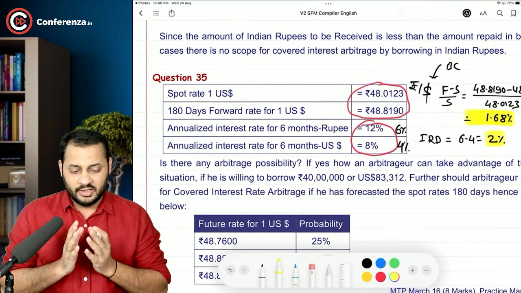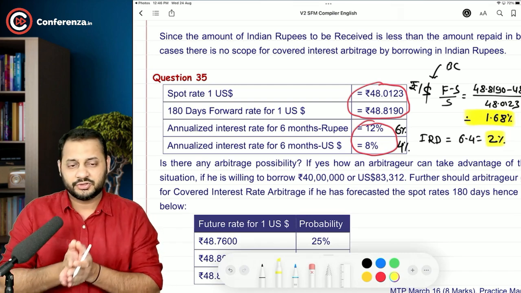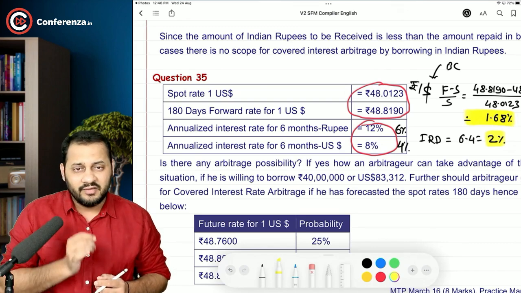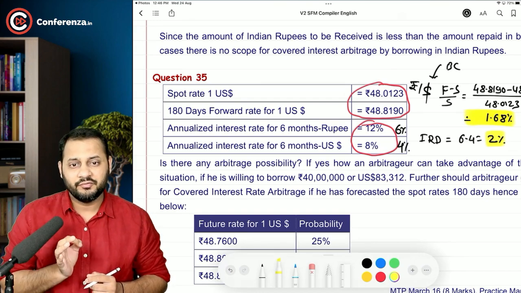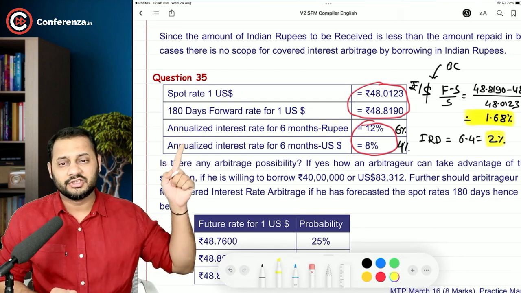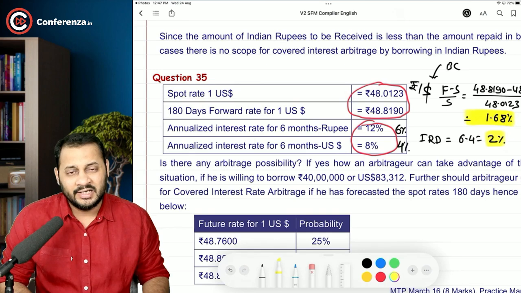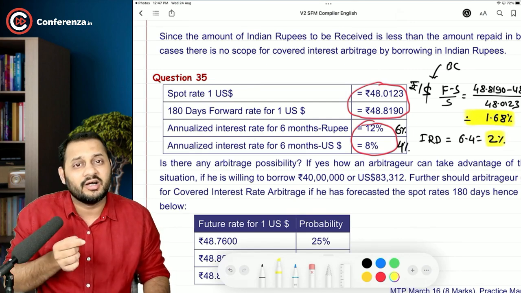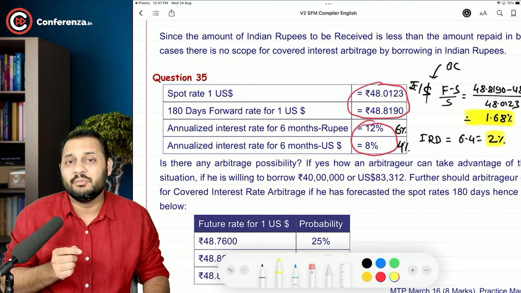Now the second, if both of them match, then there is no arbitrage opportunity. If both of them are not equal, then there is an arbitrage opportunity. If there is an arbitrage opportunity, the next question is which currency to borrow and which currency to invest. From which country I should borrow money and in which country I should invest money, so that I end up with arbitrage gain and not loss. Because if you do it otherwise, then there will be a loss.